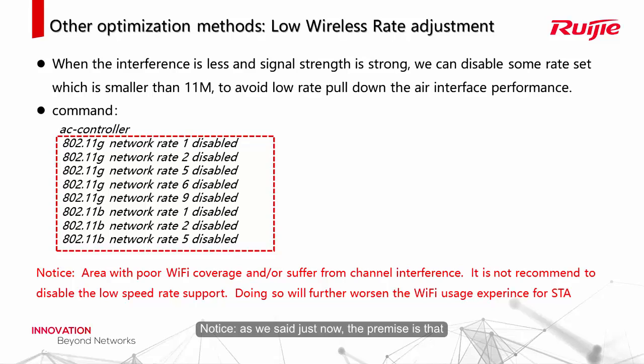Notice, as we said just now, the premise is that the interference is low and the signal strength is strong. So in an area with poor Wi-Fi coverage and suffering from channel interference, we do not recommend disabling this. If we still use the high rate set to transmit, it will increase the probability of air interface retransmission. It will cause the user experience to be bad.